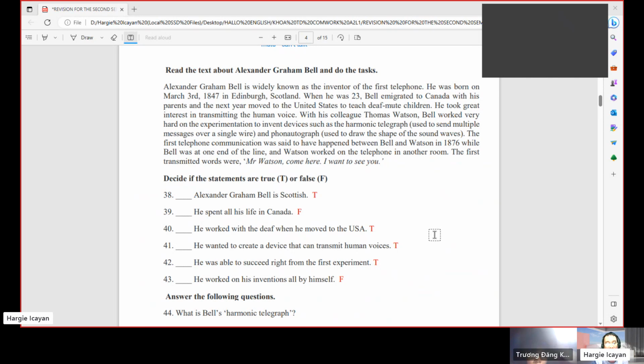Okay, so actually he was a teacher, because when they moved to the United States, he was given an opportunity to teach the deaf mute children. So that would be true, and that is in the United States. Okay, number 41.